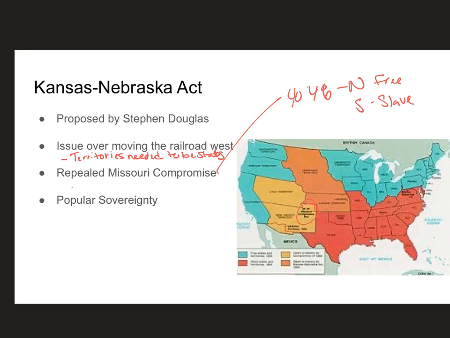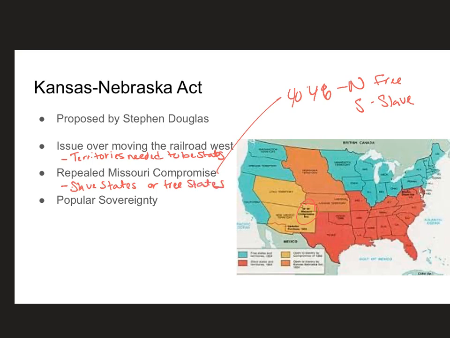Well, Nebraska wasn't a problem, but Kansas was. So this would have repealed the Missouri Compromise because we needed to figure out if Kansas was going to be a slave state or a free state.